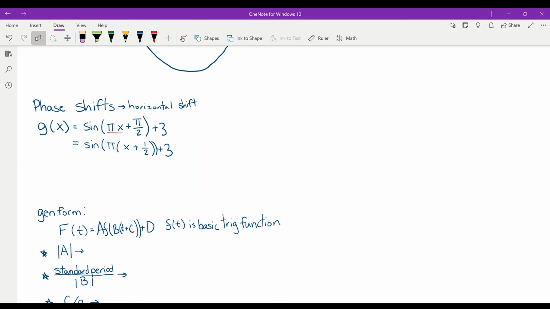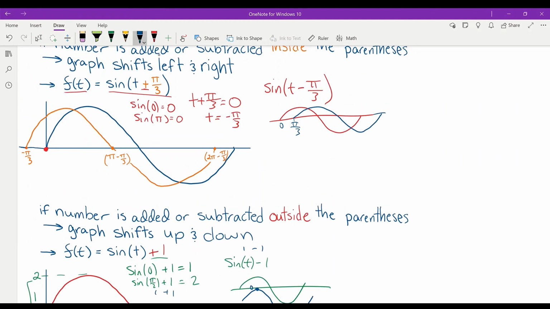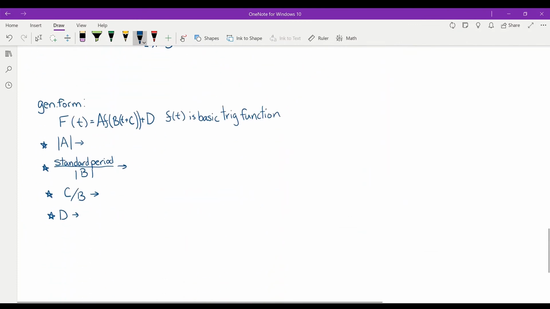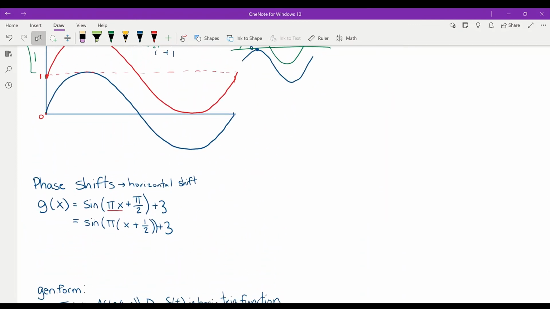So another thing with phase shifts, which is the horizontal shift, because you're shifting where the phases occur, like where the periods are. You can see that in this example, you want to make sure the x value is always alone. And so how you can do that is to find how to separate this. I'll pull it out here. So over here, it's pi x plus pi over 2.